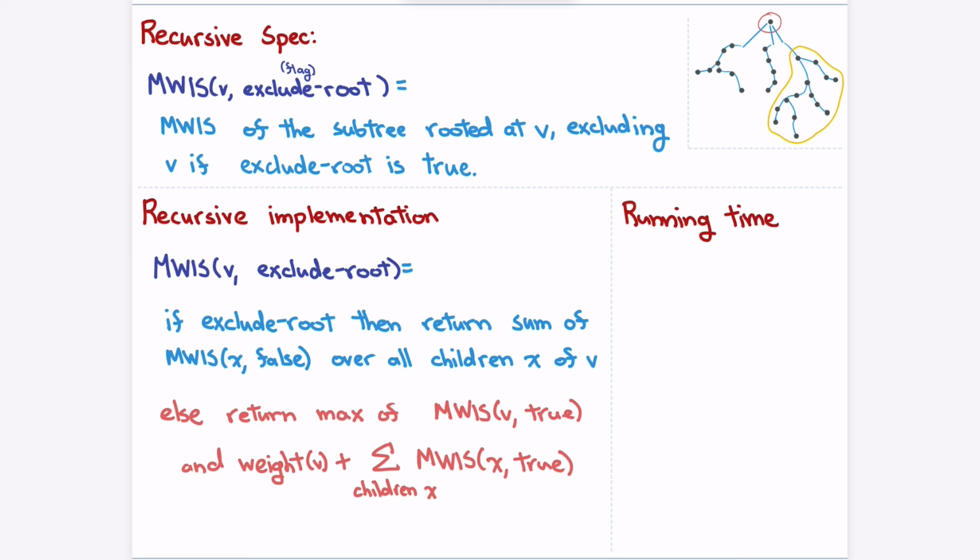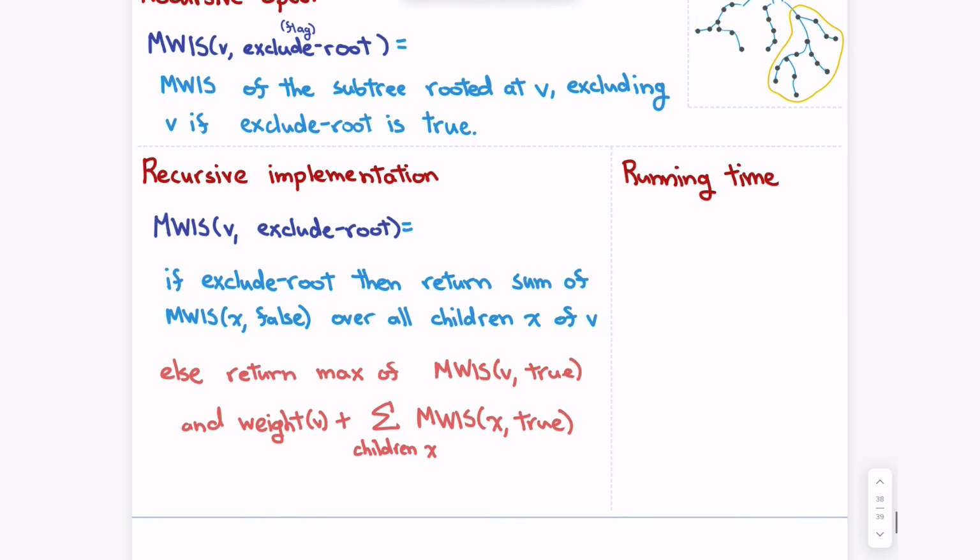Or either I'm not going to use a root and I can use MWI as true, or I can take my node and tell all my children that you can't use the root. Okay. So that's the idea.